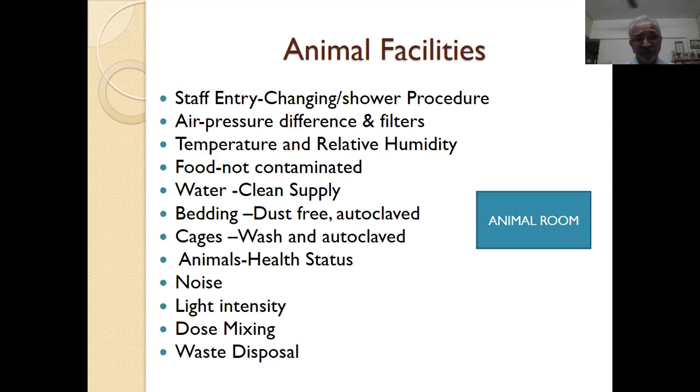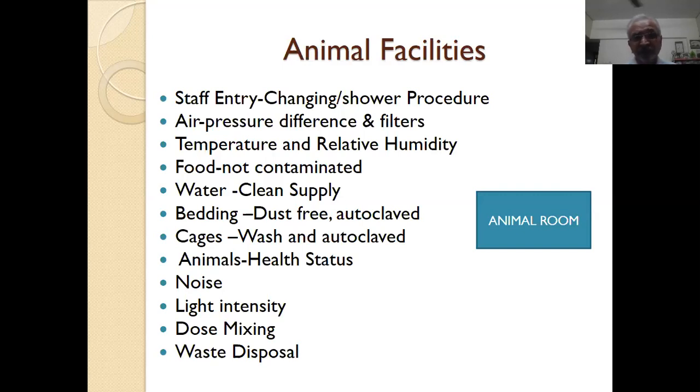Coming to animal facilities, as I told you, you should have dedicated staff for the animal facility. Their entry and exit should be recorded. You should have change rooms available, or you can even provide a shower procedure if required. Air pressure differences should be maintained. Then you should have HEPA filters for the air handling unit. Temperature and relative humidity should be recorded. Food should not be contaminated. It should be analyzed once a year along with water.